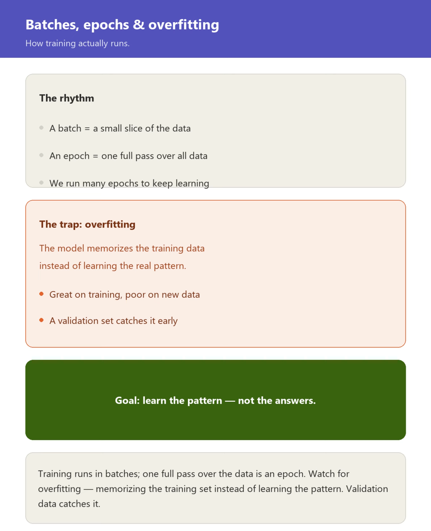Training runs in batches. One full pass over all the data is called an epoch, and we run many of them. Watch out for overfitting, when the model memorizes the training data instead of learning the real pattern. A validation set catches it.